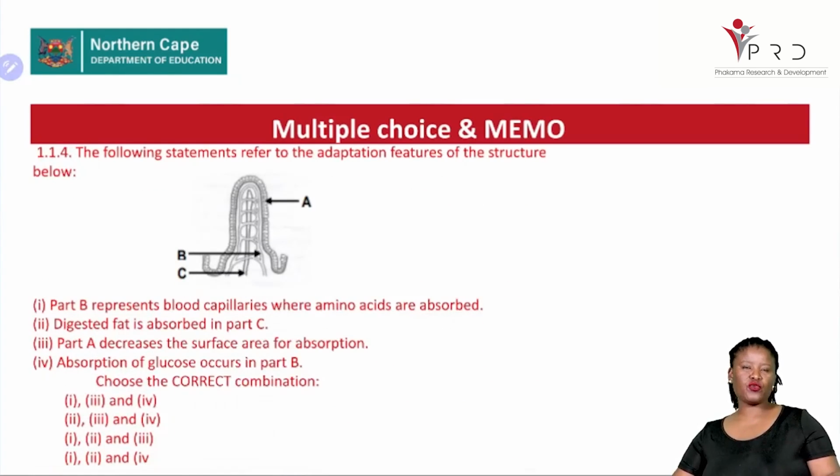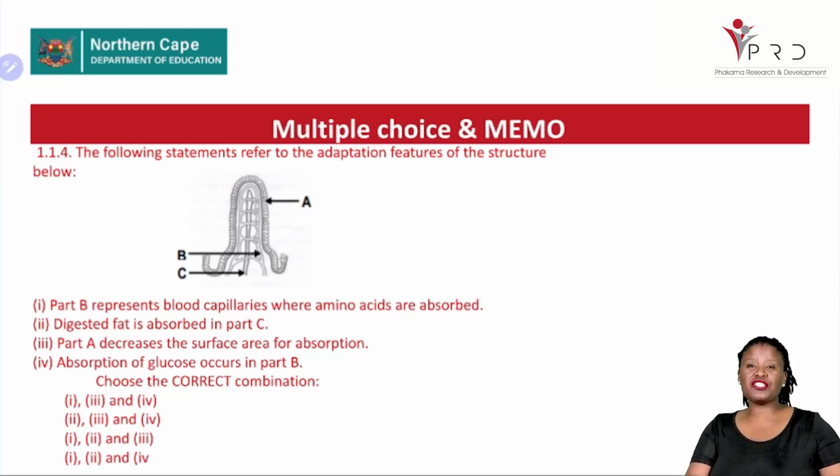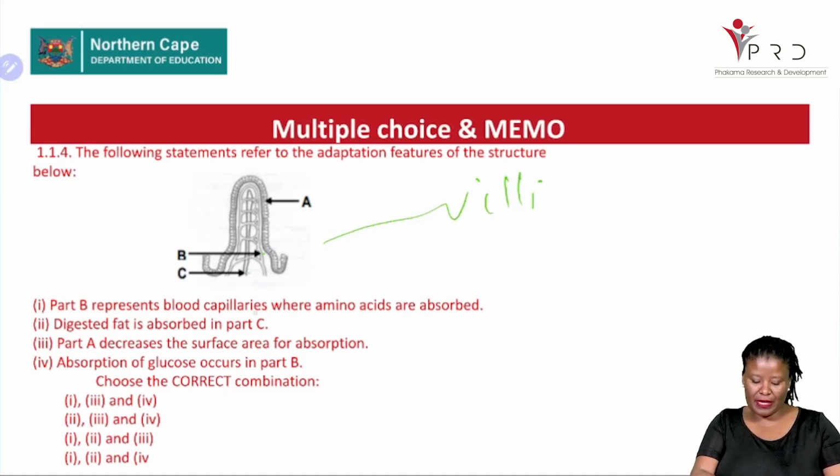Let's look at this one. Why I included it: it has a structure that you have to understand. You must analyze and be able to interpret the information that you are given. The following statements refer to the adaptation features of the structure. You are given the structure of a villus. So you are given A as what? As microvilli. Then you are given B, you are given C. Part B represents blood capillaries where amino acids are absorbed.